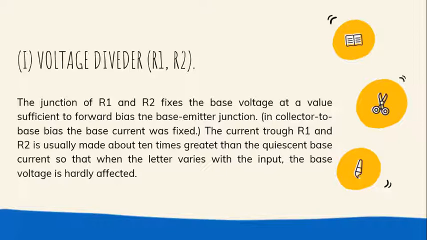junction, as in collector to base bias, where the base current was fixed. The current through R1 and R2 is usually made about 10 times greater than the quiescent base current, so that with the latter varying with the input, the base voltage is hardly affected.